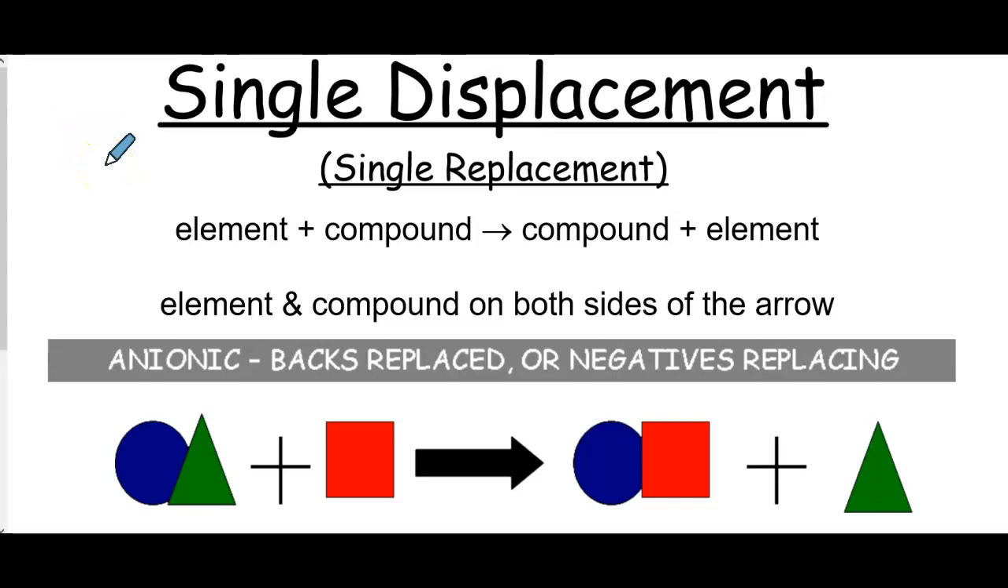Single displacement. We're going to take some time to talk about two different kinds of single displacements. If you notice, you have an element and a compound on each side of the arrow. So you know something can be classified as a single displacement. I usually will say replacement. So you'll hear me say single replacement if there's an element and a compound on both sides of the arrow. So here's that hint to circle or think about in your notes.